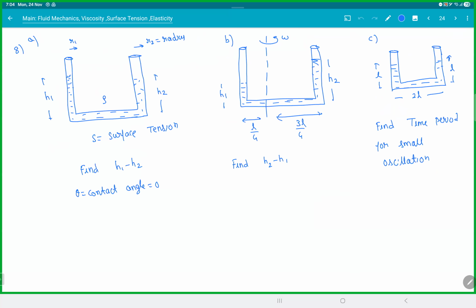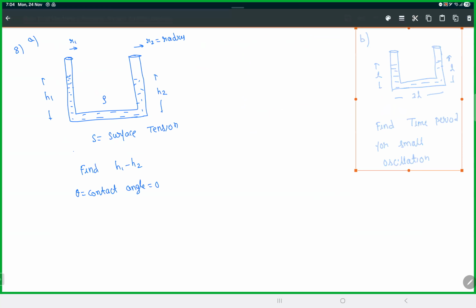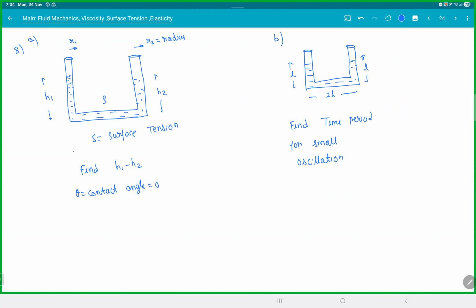This is another good one. Let's get this. This time there's a surface tension also. This we did, so I'll not do this again. So we have a U-shaped container, but this time the radius is R1 and R2. They don't have the same radius and surface tension is given. Contact angle is 0, find H1 minus H2. Second thing, we have a U-shaped container, liquid is total 4L, find the time period for small oscillations.